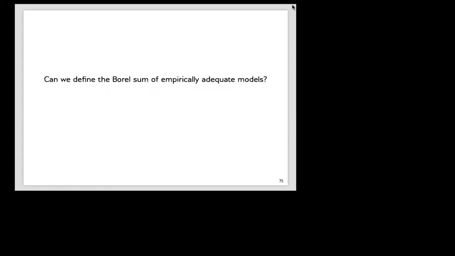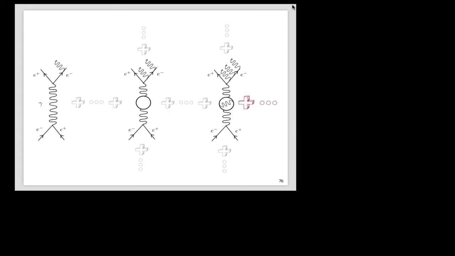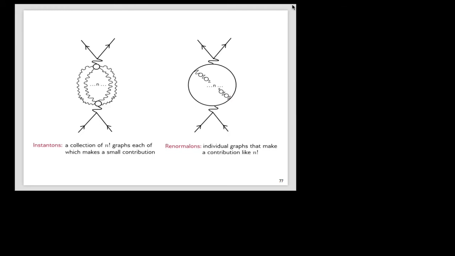So now you might think, okay, we're making progress, but can we define the Borel sum of the empirically adequate models? And to answer that question, we need to look not at these early diagrams in the expansion that we've been considering, but out to the large orders of perturbation theory. And what we see when we look there is that there's two new problematic classes of diagrams. One are a collection of graphs called instantons.